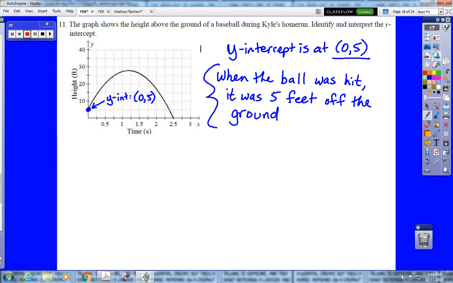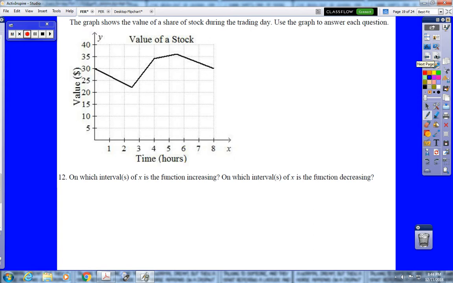The next problem shows a graph for the value of a share of stock during a trading day. And we're supposed to use this to answer questions 12 and 13. So I've copied this onto 2 separate slides because we do need a little bit of room to explain. On number 12, it says on which intervals of x is the function increasing? On which interval or intervals of x is the function decreasing? So we just need to remember what increasing and decreasing mean. As we move from left to right, a function is considered to be increasing if it is going up. It is decreasing if it is going down.